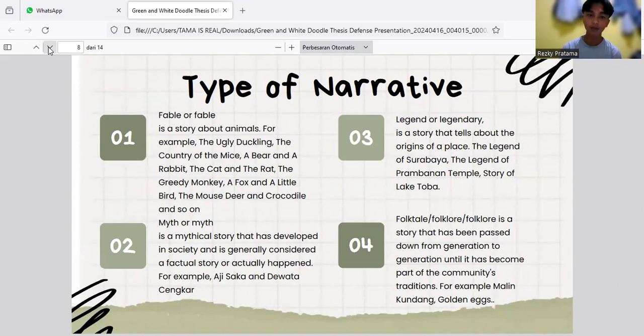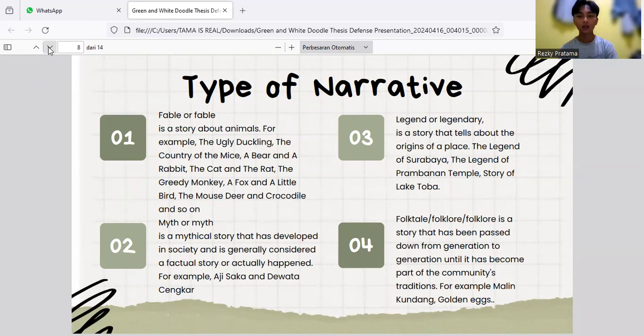Types of narrative text. Number one is fable. Fable is a story about animals, for example, the ugly duckling, the country of the mice, a bear, and a rabbit, and the others. Number two is myth. It's a mythical story that has developed in society and is generally considered a factual story or one that actually happened. For example, Ajisaka and Dewata Cengkar.